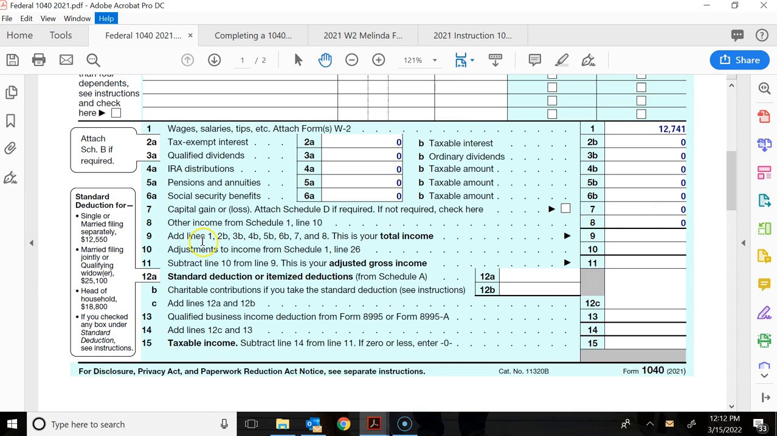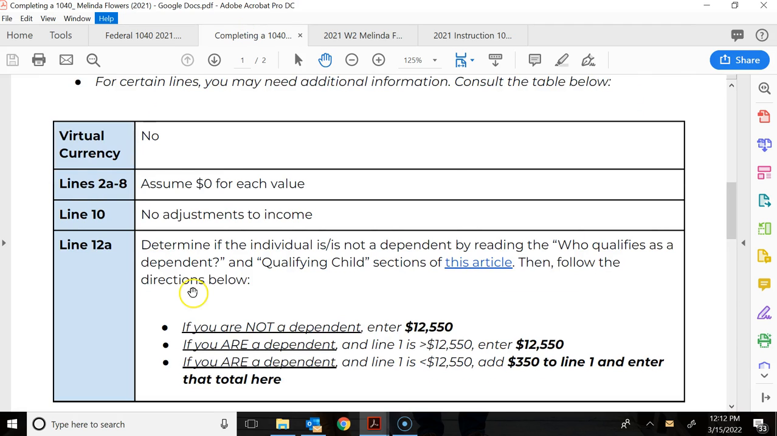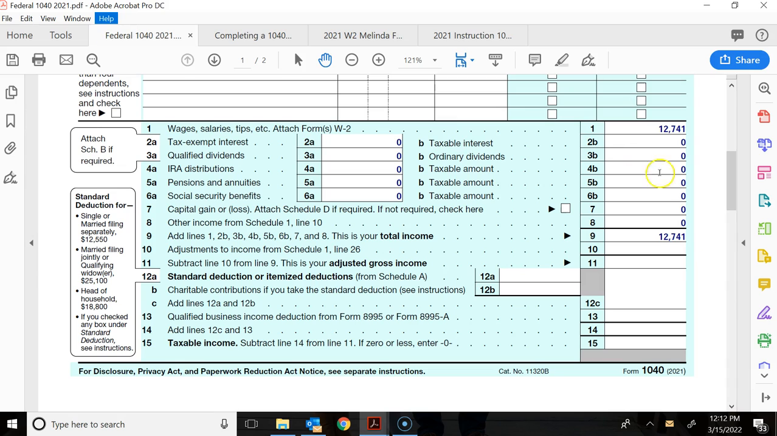Line 9 is asking to add lines 1, 2B, 3B, 4B, 5B, 6B, 7, and 8. This is your total income. This number plus all these numbers is going to keep you with that same number. So in other words, that's all the income that she has for 2021. For line number 10, it says no adjustments to income, so we're going to put a 0 here. For number 11, it says subtract line 10 from line 9. This is your adjusted gross income. So we're left with that same number here.